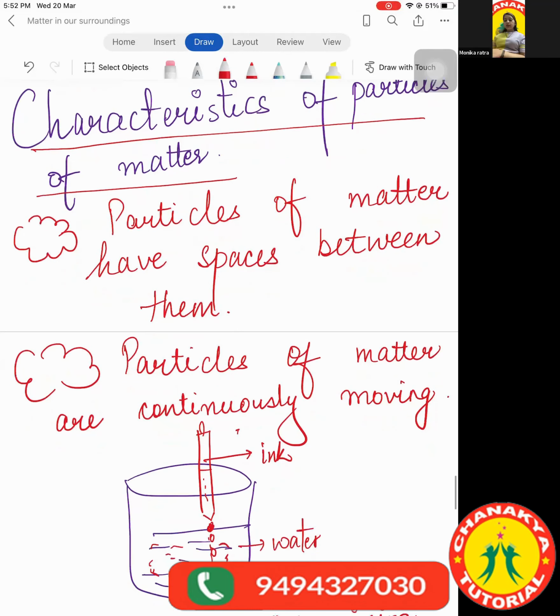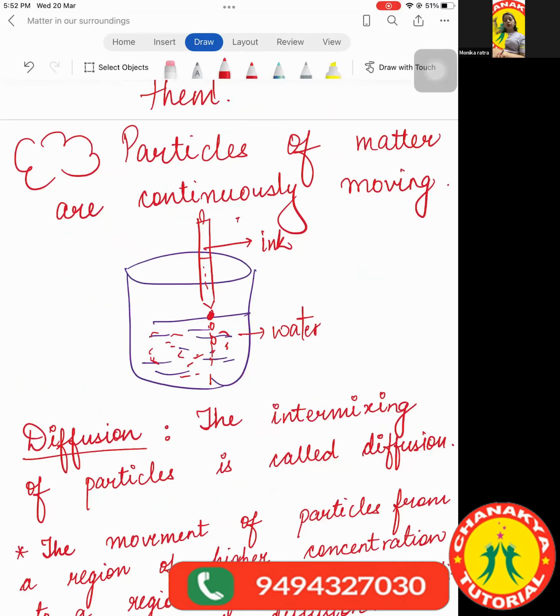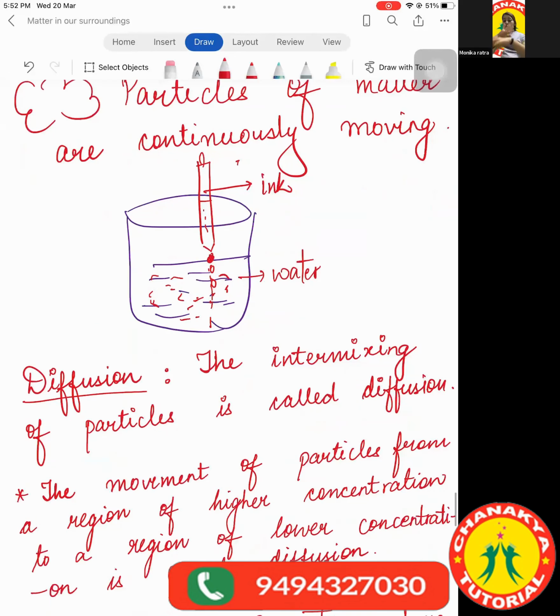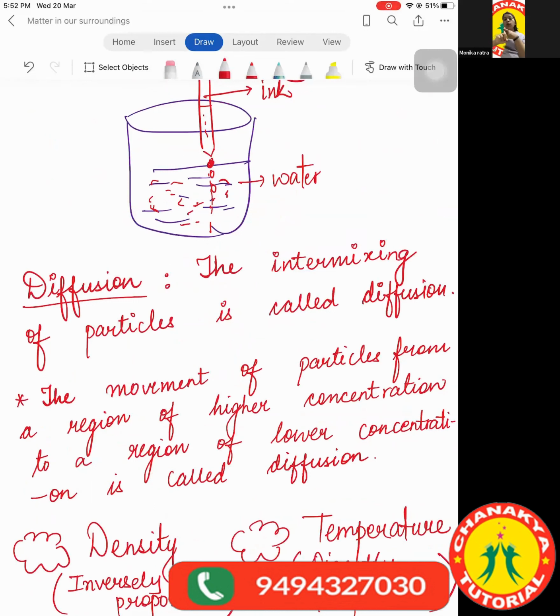Then we came to the second property, which was that these particles are continuously moving. The same example you can see: if we drop a few drops of ink into water, what are we going to observe? That the entire water gets colored, right? So this means that the particles of the ink moved from where we dropped it until the entire water got colored.